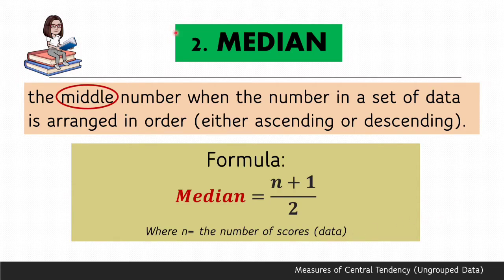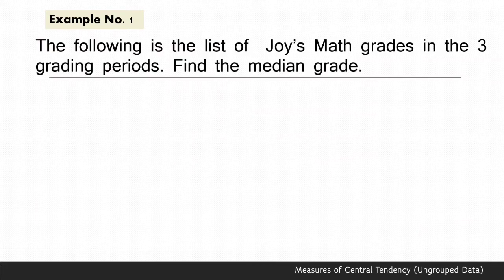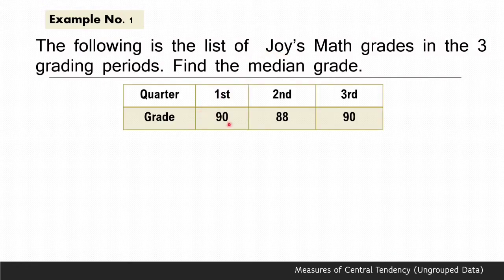So let's have the examples. Let's have the example number 1. The following is the list of Joy's math grades in the 3 grading periods. Find the median grade. So this time, we will find the median. This is the same problem as in the mean. So anyways, here are the same grades, 90, 88, 90. But this time, again, we will find the median.